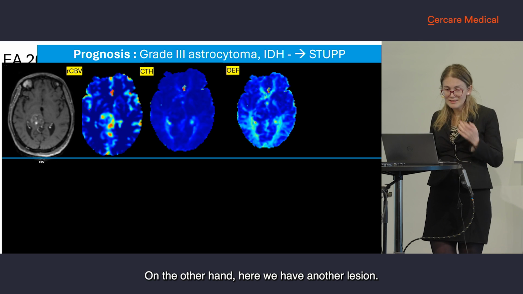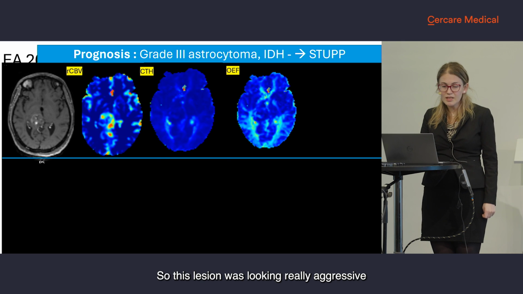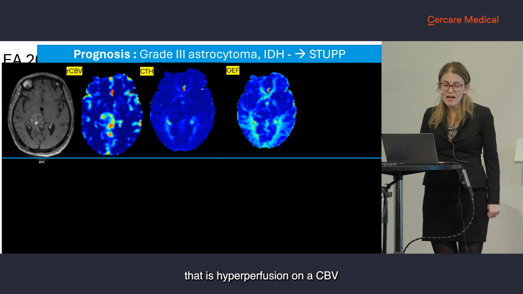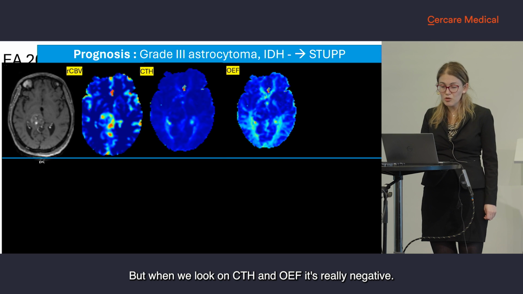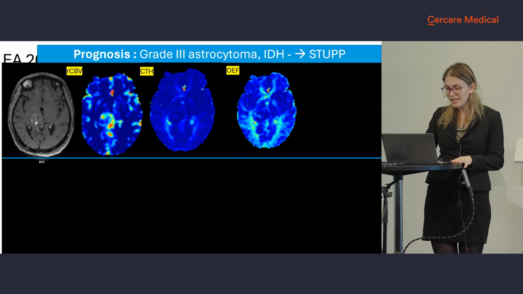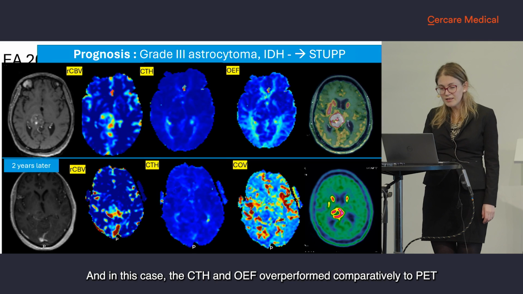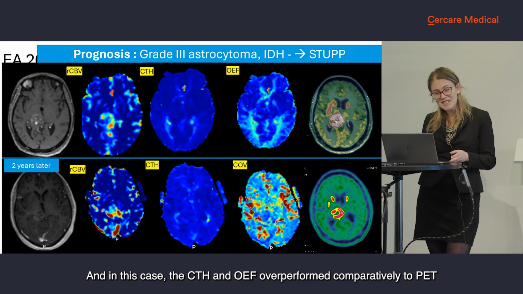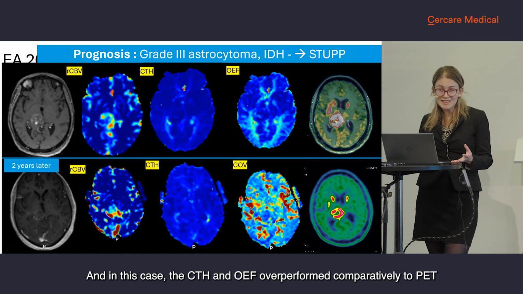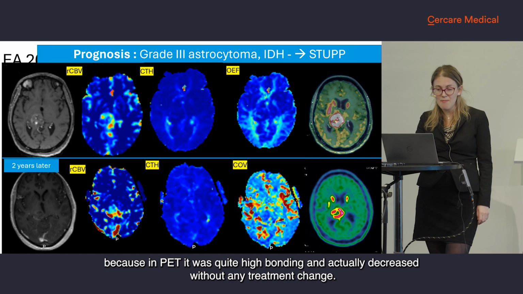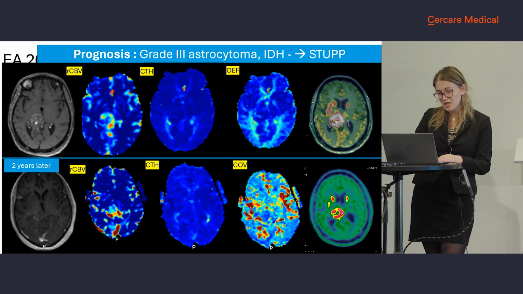On the other hand, here we have another lesion. This lesion looked really aggressive because there is a contrast enhancement, there is hyperperfusion on rCBV, but when we look at CTH and OF, it's really negative. So it's a little surprising. We followed up this patient really closely, and finally the lesion was not progressing at all. It was even regressing. And in this case, the CTH and OF overperformed compared to PET, because in PET there was quite a high binding and it actually decreased without any treatment change.